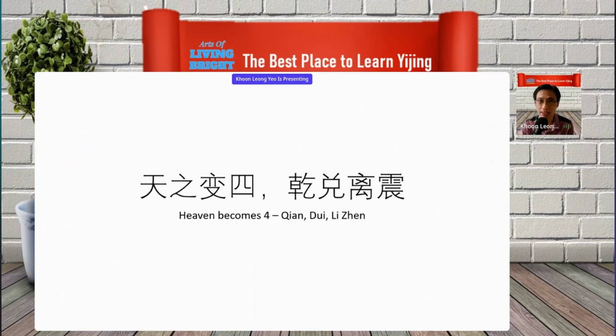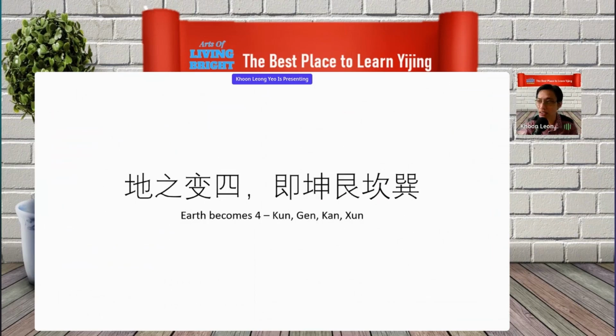Now, in the Huangji Jingsi Classic, if you happen to get hold of this book called Huangji Jingsi, inside there's one very important verse, and that opens up the whole repeatable system. It says 天这边是乾对离震. Loosely translated, heaven becomes four, 乾对离震. Then there's another pair verse, called 地这边是吉坤艮坎巽. Loosely translated, earth becomes four, 坤艮坎巽.